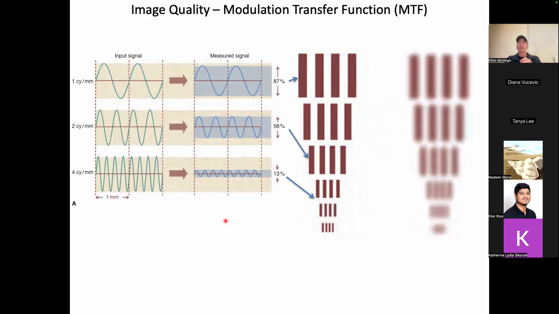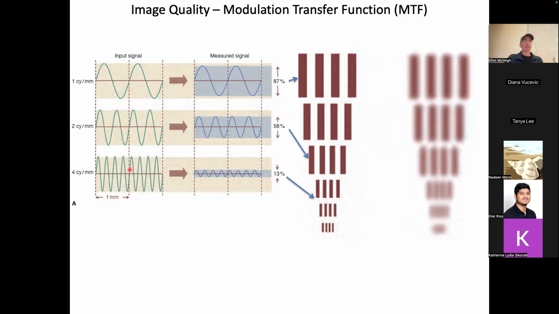Now we're going to look at, instead of the point spread function, the modulation transfer function as a way of quantifying what is the resolution of my imaging system. And we're back into Fourier space here. We have sine waves. Here we have basically a sine wave with a wavelength of 1. This one is 2. This one is 4.